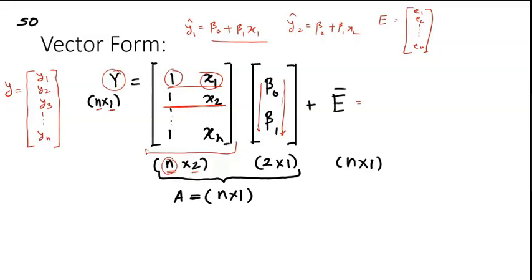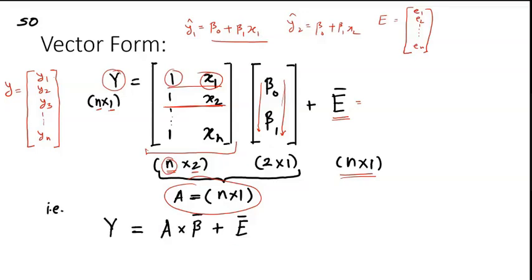So here, beta 0 and beta 1 are placed in a column. So it is 2 rows, 1 column. If you multiply, this product will be n by 1, and this error is also n by 1. So they will be added to give you y, which is also n by 1. So the dimensions are matching. In short, I can write this in just one line.